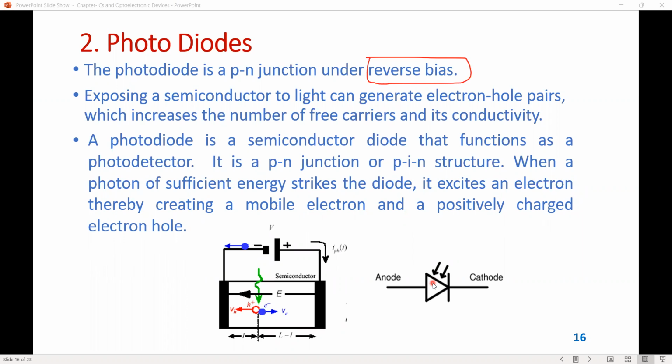Look at the symbol, similar to the LED, but the difference is the arrow direction. It is inward, which shows that the light will fall on it, and it is basically a photodiode. For the LED, it is outward, because it is generating the light, but the photodiode is accepting the light to generate electron hole pairs. Okay, this is the photodiode, guys. Any question or clear? No question? Clear? Photodiodes?